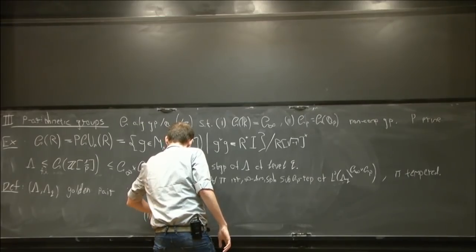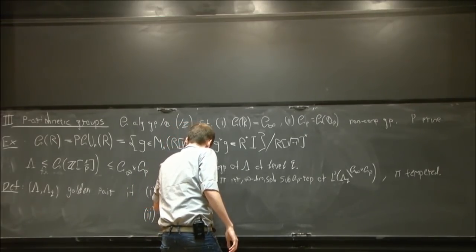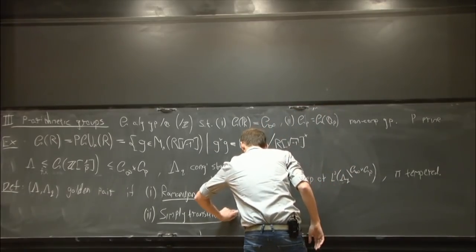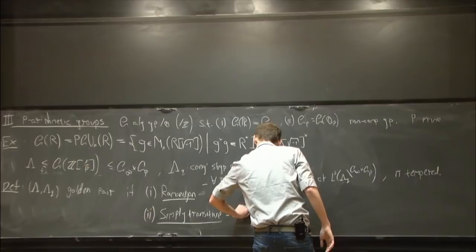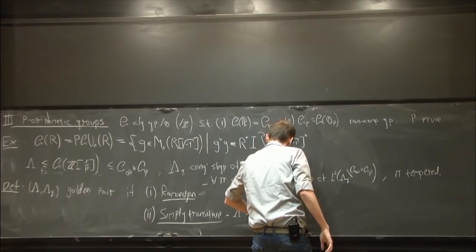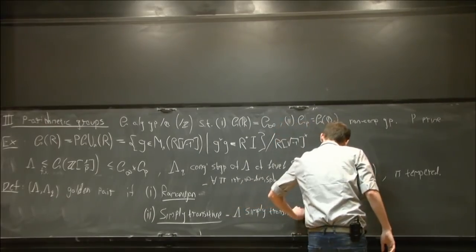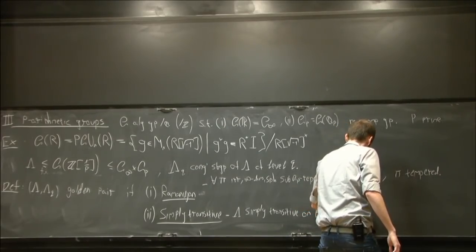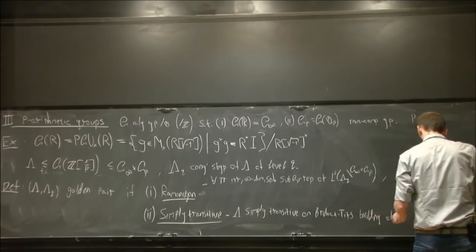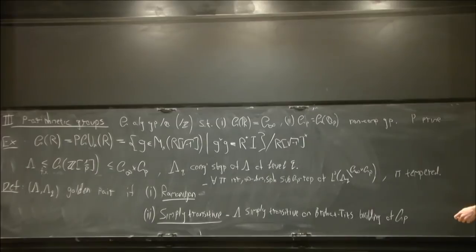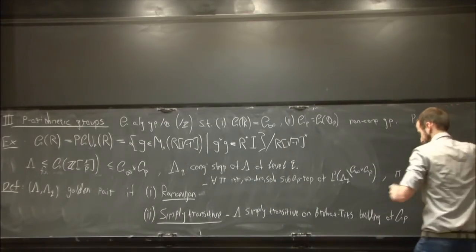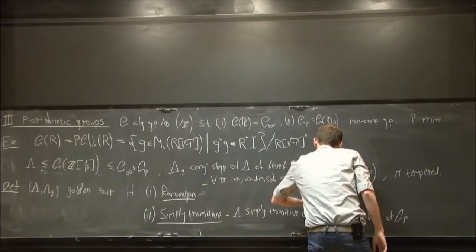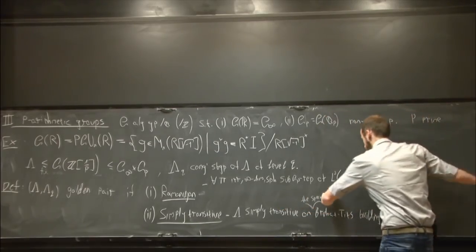And the second condition has nothing to do with lambda_Q. It only has to do with the big group lambda. It acts simply transitively on the Bruhat-Tits building of the p-adic group G_p. You mean on the vertices? Yes, thank you. On the special vertices.